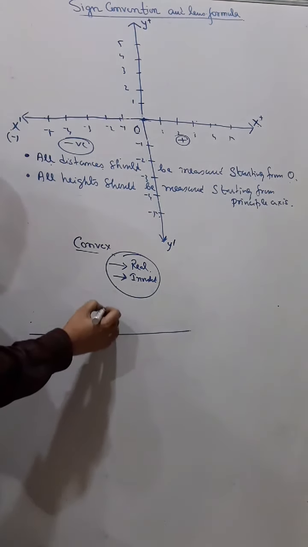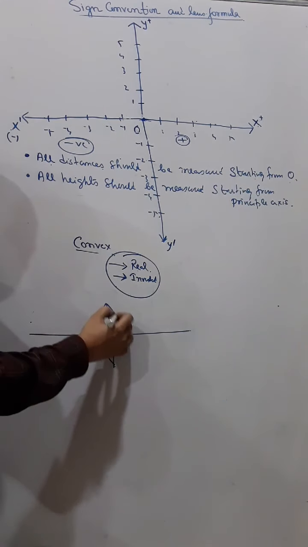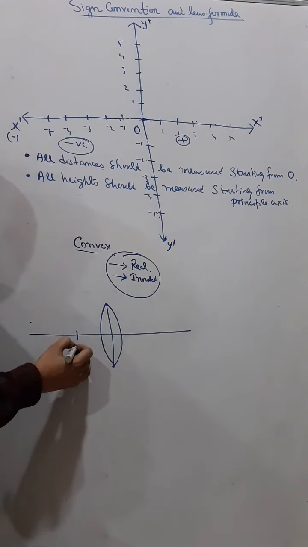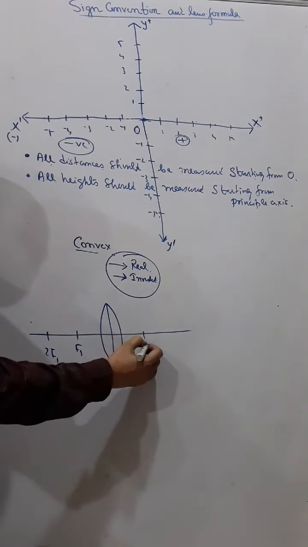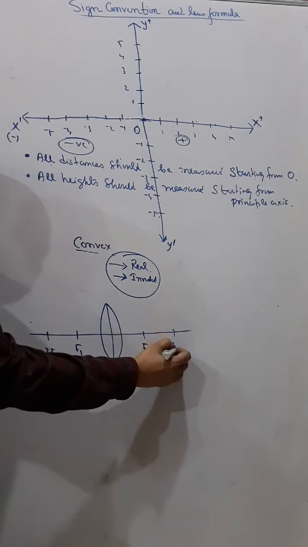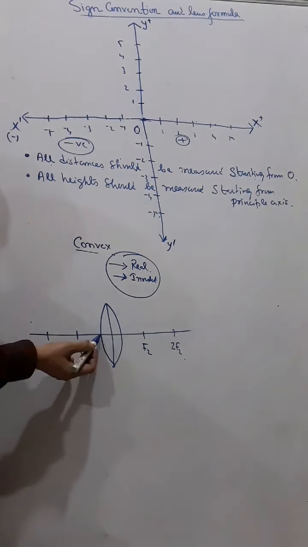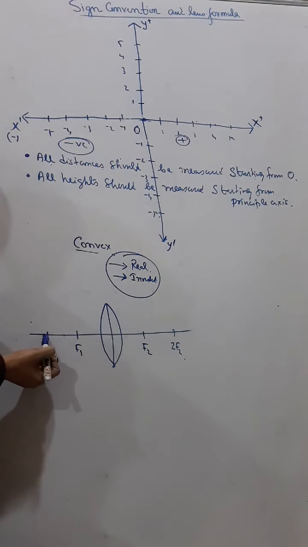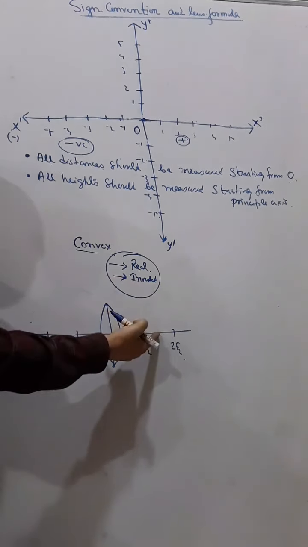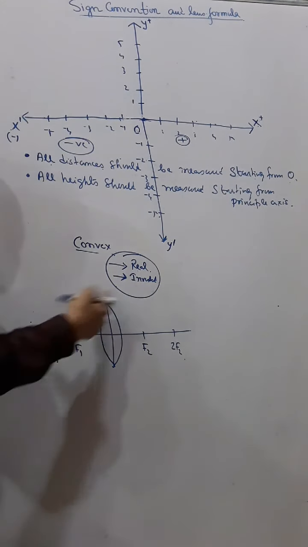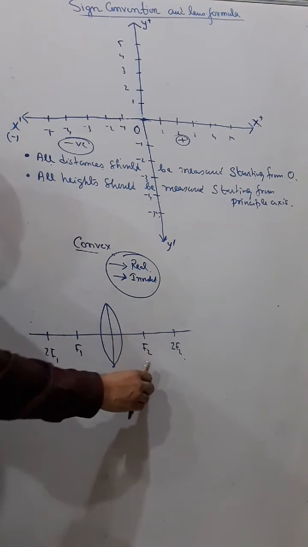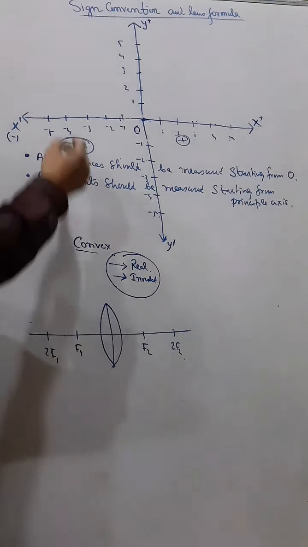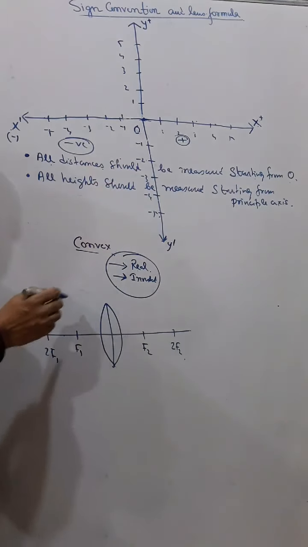see, this is the principal axis, this is the axis of the lens, this is the convex lens, again this is f1, 2f1, f2, 2f2. So you can understand object anywhere, whether it is here or here or here, the image is always on that side. That is real image. The image will be always inverted. Okay. So with this respect, we can understand the sign convention of convex lens.